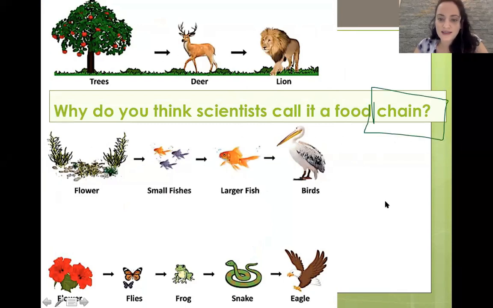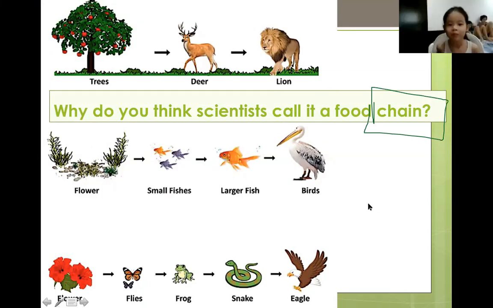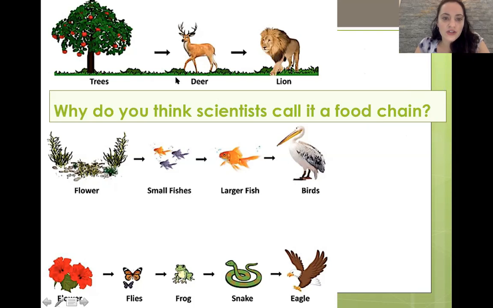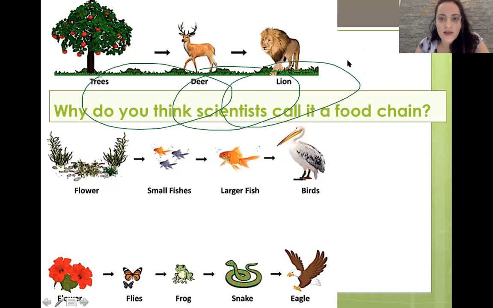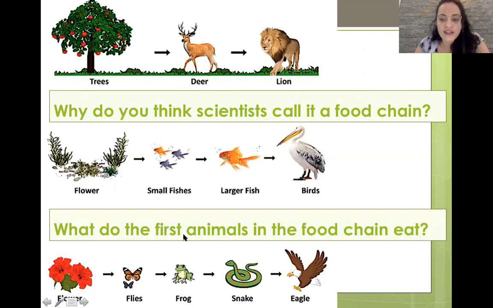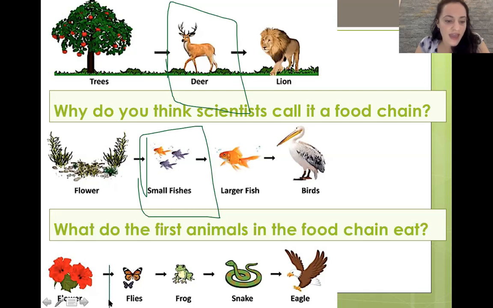No guesses? Susu? Because this is a food and it changes. Exactly, there's food and it's in a chain. Chains go like this, they interconnect, they go in a row. So there's food in a chain. Great job, Susu. What do the first animals in the food chain eat? For example, the deer is the first animal, the fish are the first animal, and the butterflies are the first animal. What do they eat? Zook?